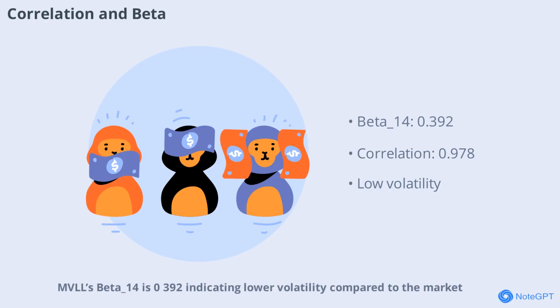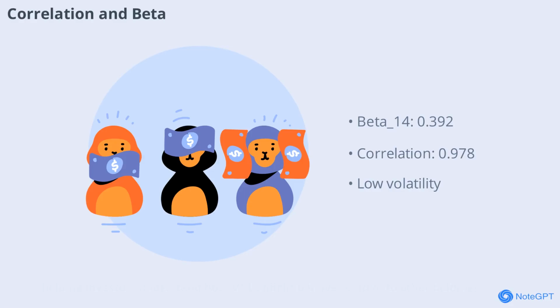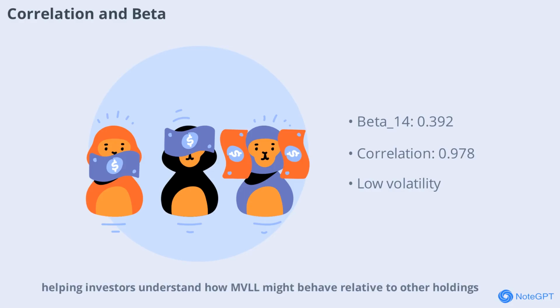MVLL's beta 14 is 0.392, indicating lower volatility compared to the market. The 20-day correlation is 0.978, showing that MVLL's price moves closely with its benchmark. These statistics are useful for portfolio management, helping investors understand how MVLL might behave relative to other holdings.